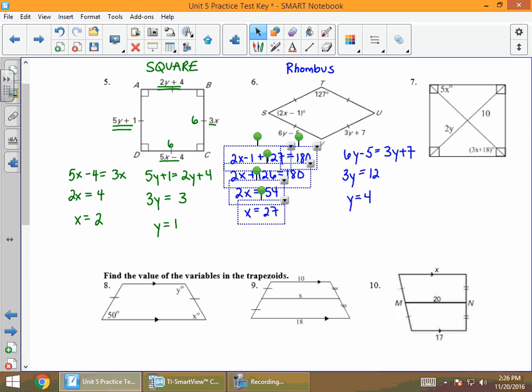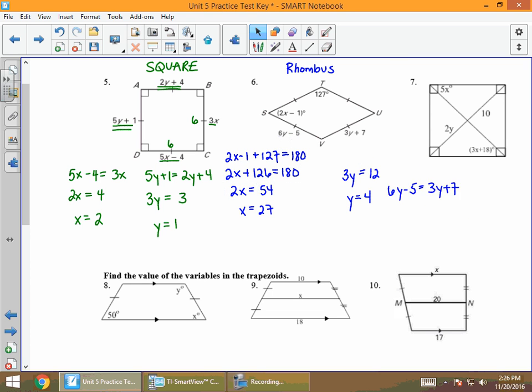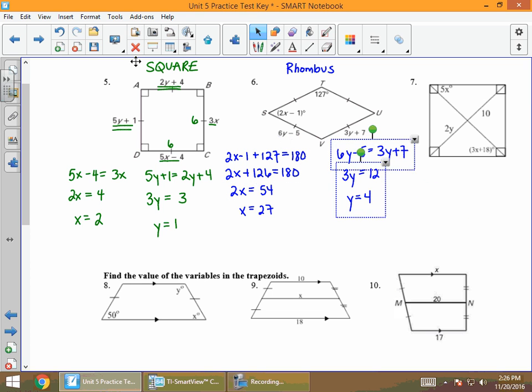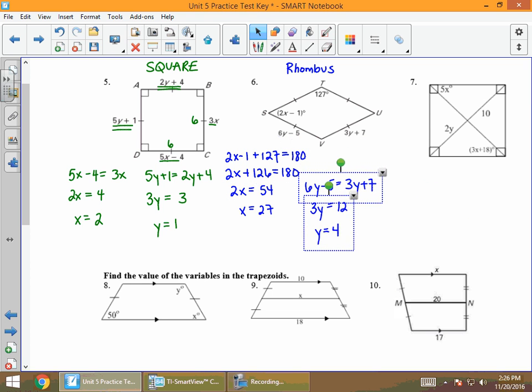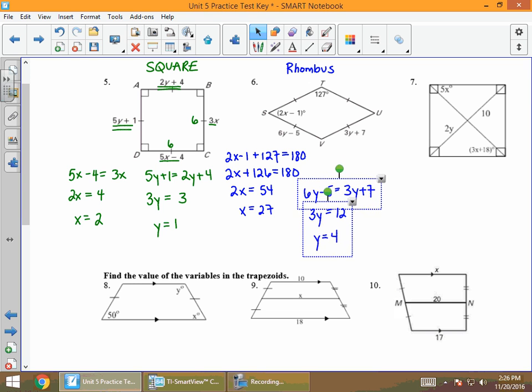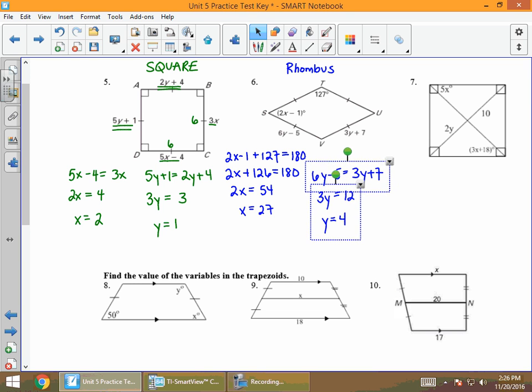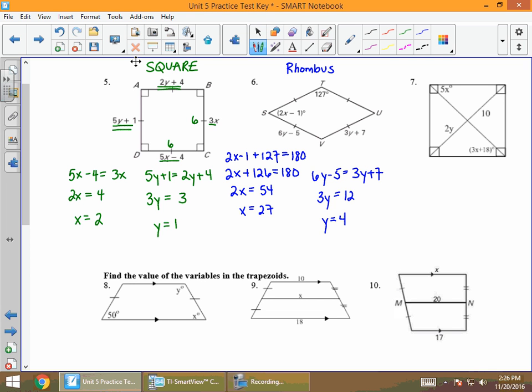Let me try to move these over, make a little bit of room here. And question number 7. I see it's a quadrilateral. I see it has 4 right angles. I don't know anything about the sides, so because it just has right angles, that means that this must be a rectangle.